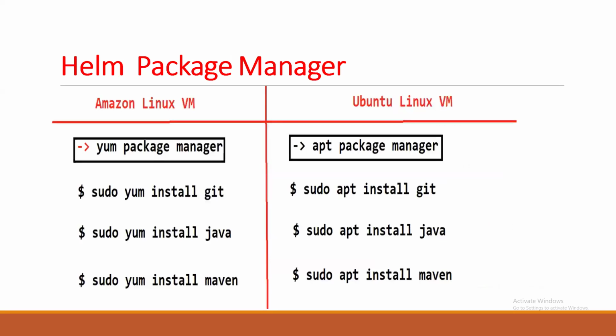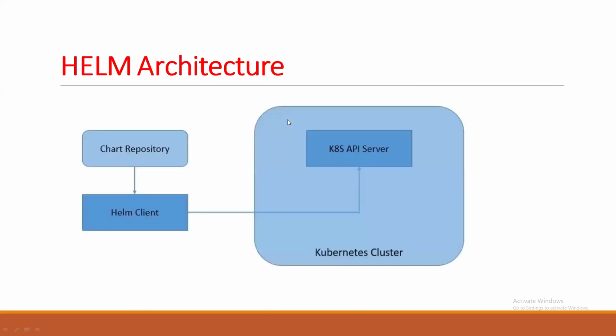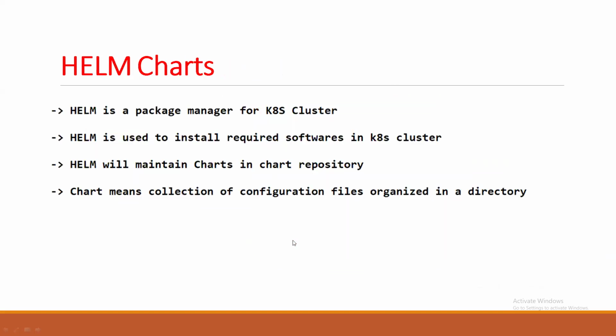So Helm is a package manager, like those on Amazon Linux and Ubuntu Linux. Which package managers are used? The yum package manager, the apt package manager: yum install git, yum install java, yum install maven. So these are the package managers for Amazon Linux and Ubuntu. So what is the Helm architecture? This is the chart repository. In the chart repository you can create the Helm charts, and you can apply the Helm charts to the Kubernetes API server.